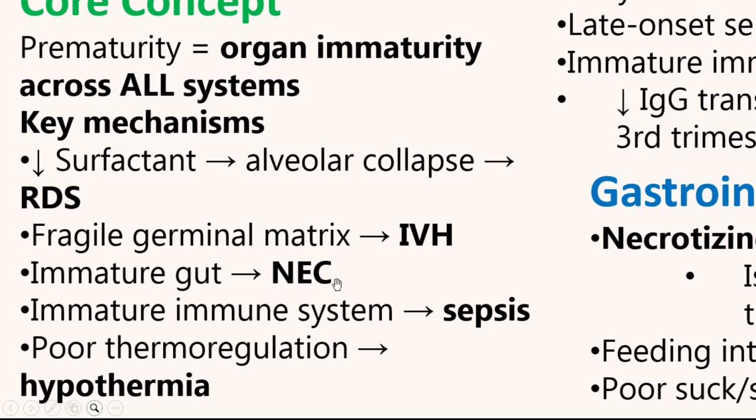We have an immature gut, and that predisposes them to necrotizing enterocolitis. They're not ready to take in food. They're not ready to have their digestive system stressed. And then it is there having the stress, so it undergoes necrosis, and they develop necrotizing enterocolitis. They have an immature immune system, and that predisposes them to sepsis, and they have low fat. This is going to lead to poor thermoregulation and eventually hypothermia.